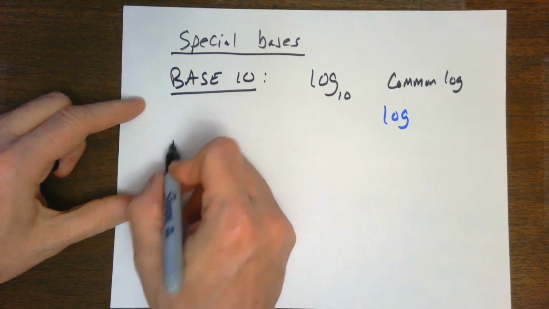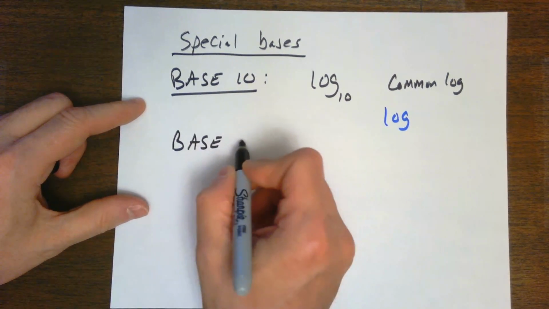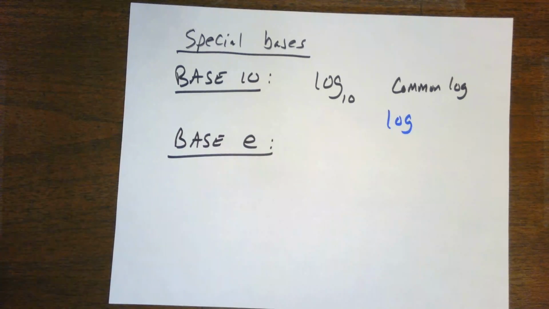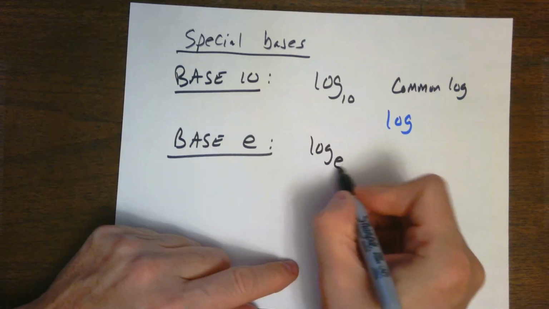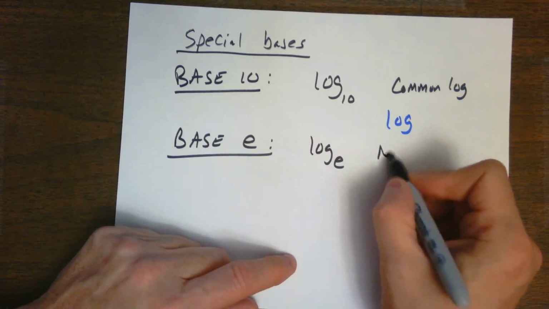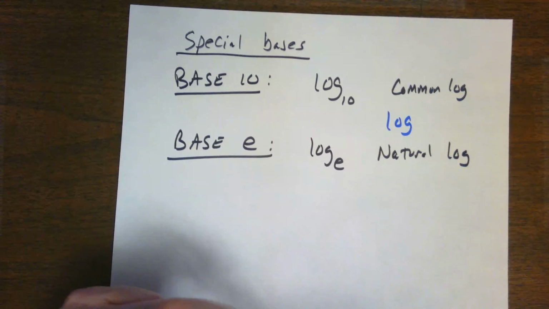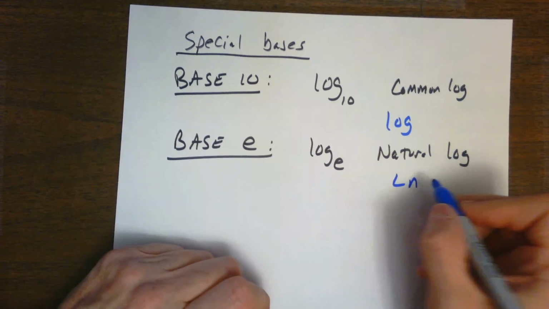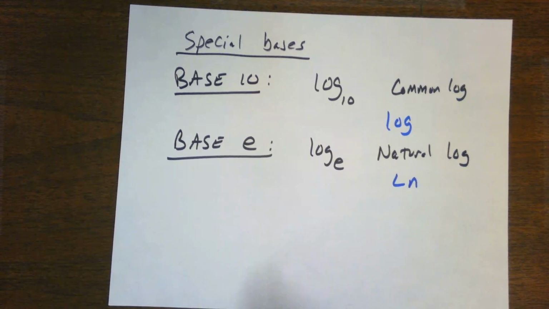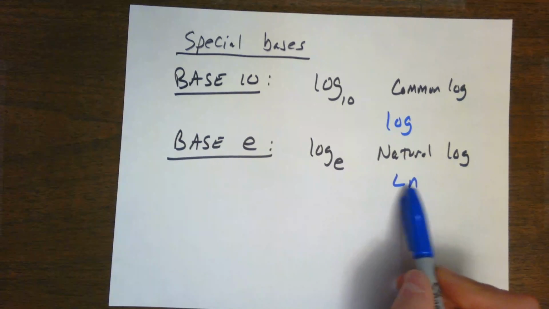Another common base is base e, Euler's number. Here it comes again. Whenever we're dealing with logarithms and exponents, e is going to be all over the place. So log base e is called the natural log, and it's just written as ln. ln, log naturel, French. And we've seen that on the calculator.